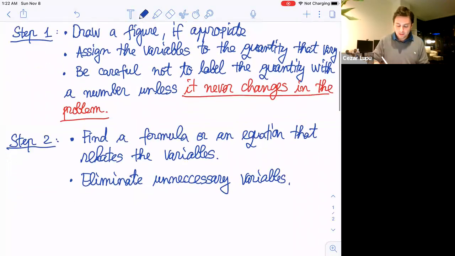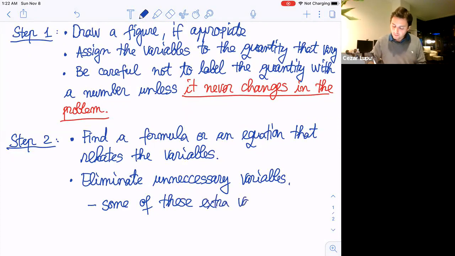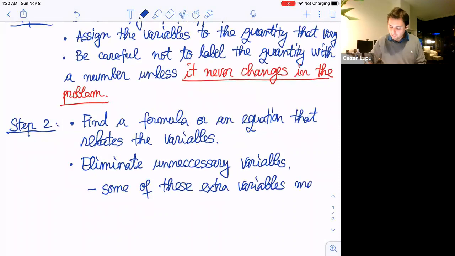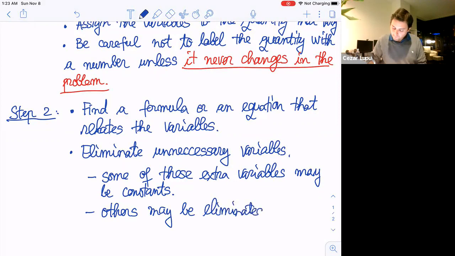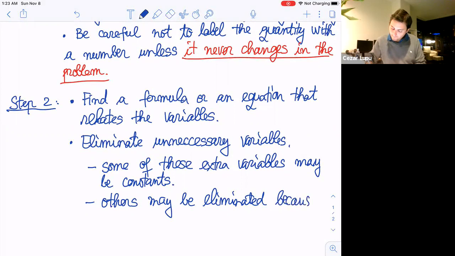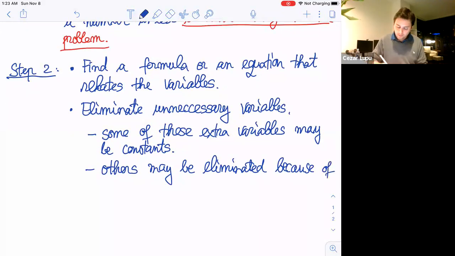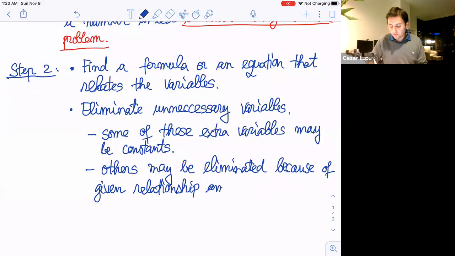And let me just explain what I mean by this. Some of these extra variables may be constants. But also others may be eliminated because of a given relationship among the variables.